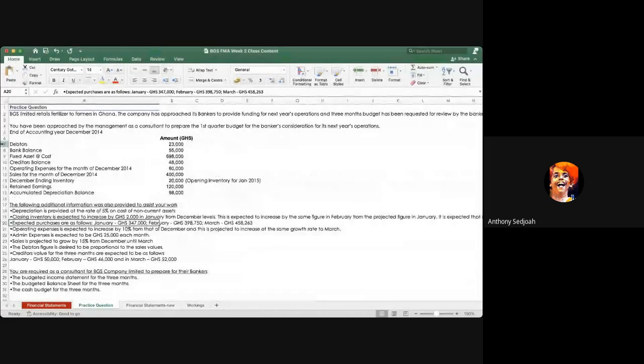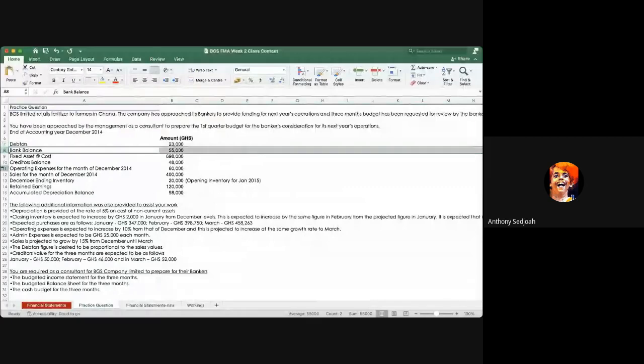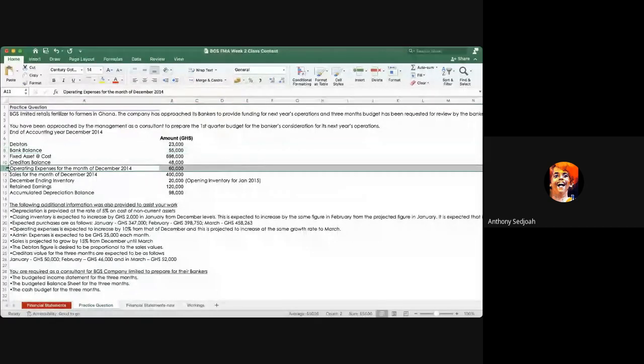So debtors is not an operating expense. Bank balance is not an operating expense. So we have operating expenses for the month of December 2014, 60,000. So let's see how we can get the operating expenses for 2015.